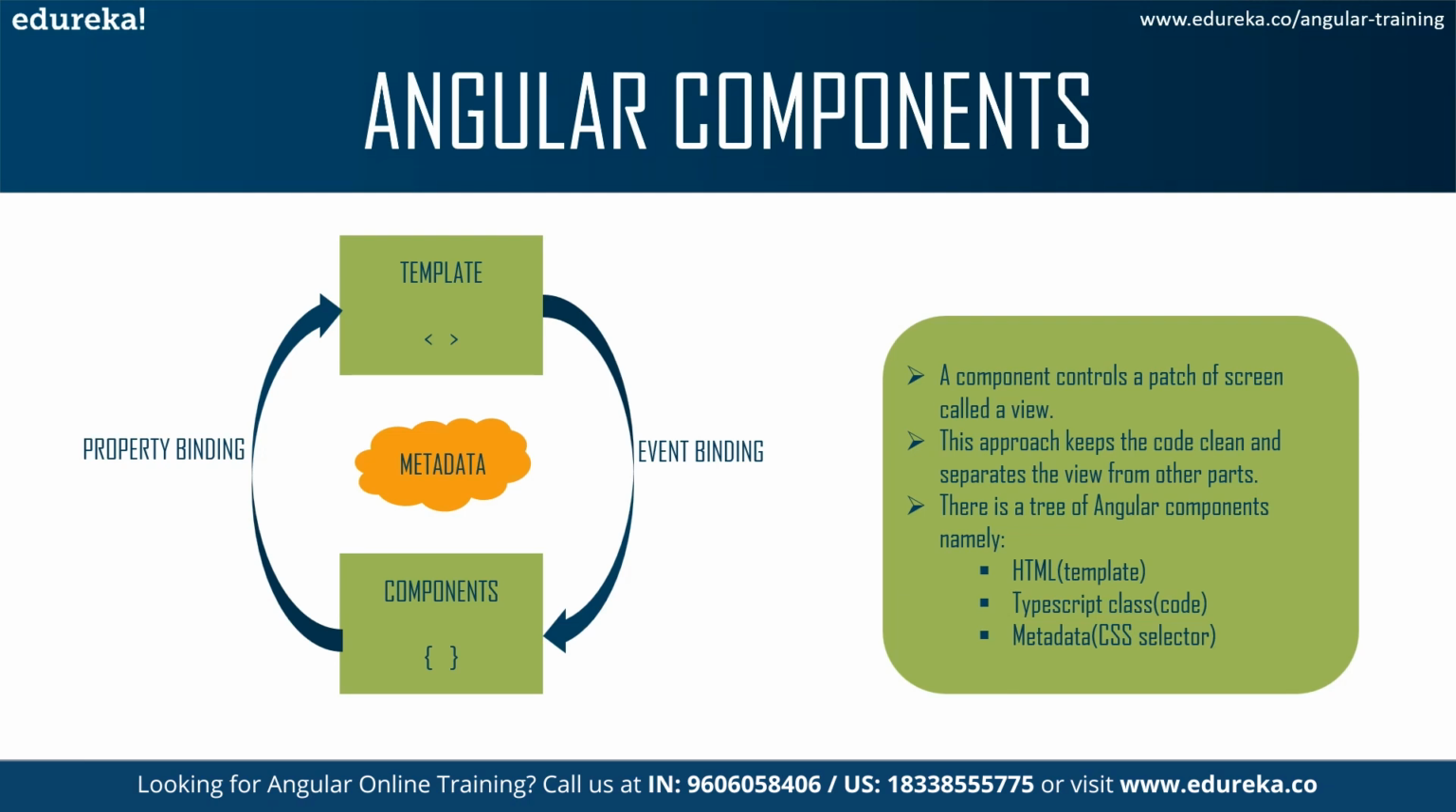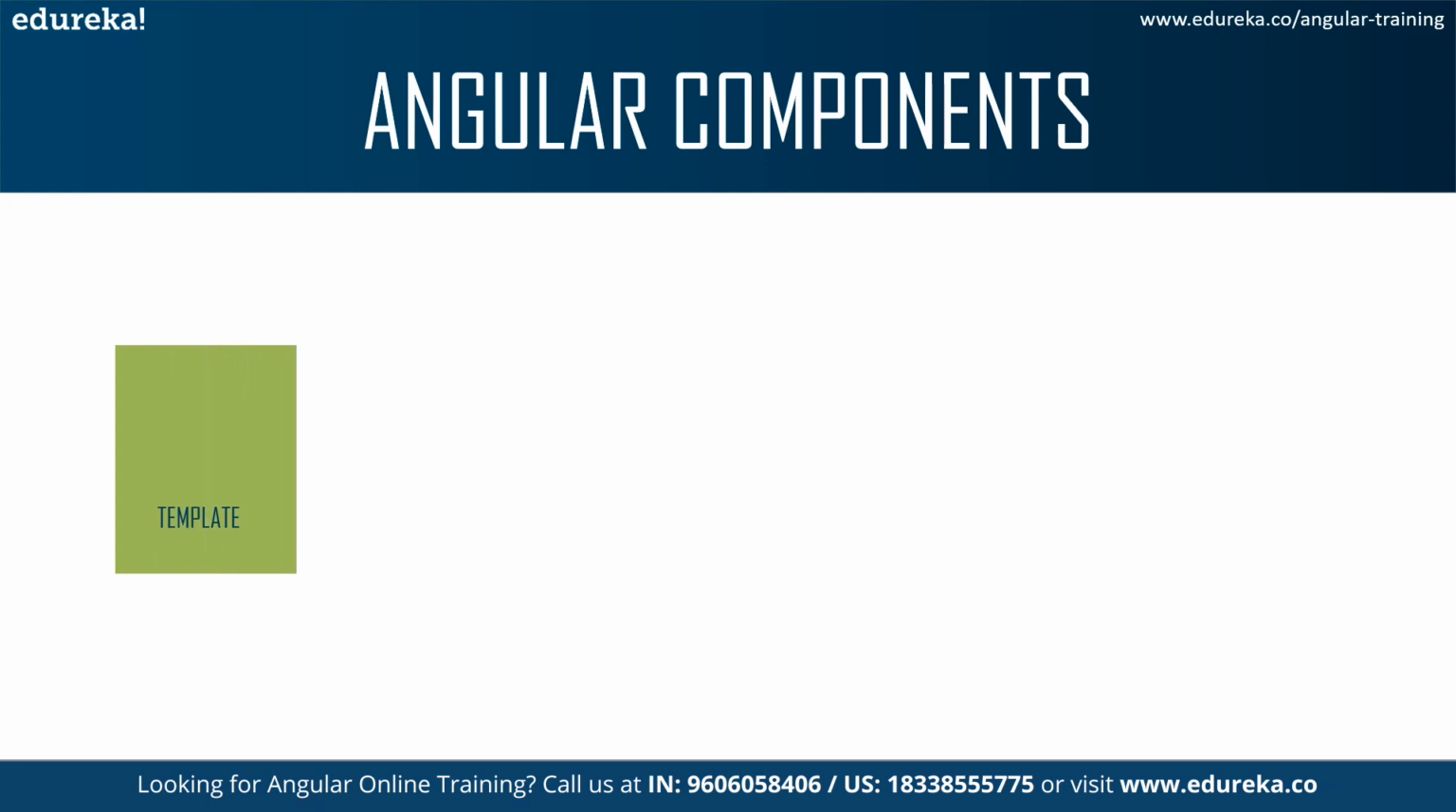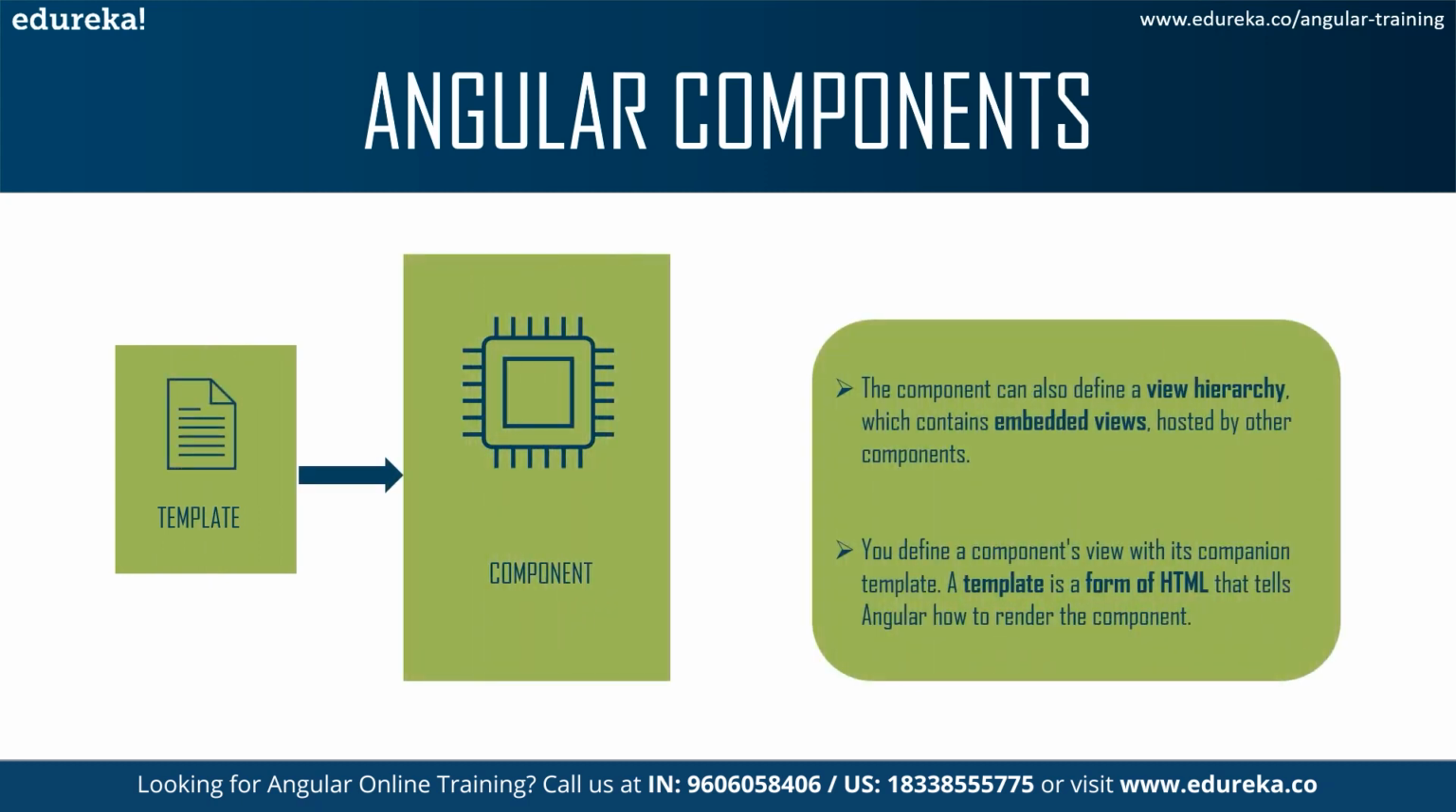Now let's move ahead. Since we've been speaking about template and component, it's vital to know the relationship between template and component. There is a huge relationship here. A template is something that helps in the creation of a component. There is a hierarchical view defined by a particular component that is hosted by other components. A companion template will always define a component's view. This means a template is a form of HTML which tells Angular how to render a particular component.